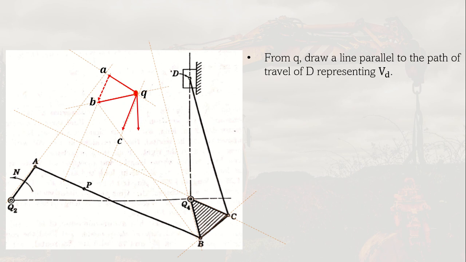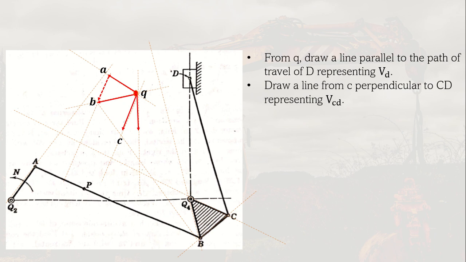So now we'll draw Q. From Q, we draw a line parallel to the path of travel of D, representing the velocity of D. Since our D is constrained to move in this direction, the velocity should also be in this direction, parallel. So that is where the slider, it should be parallel.